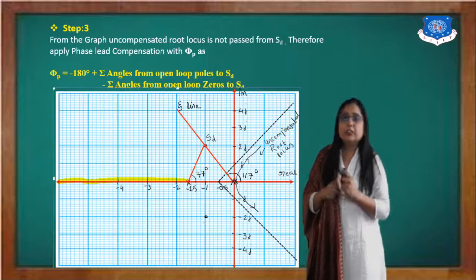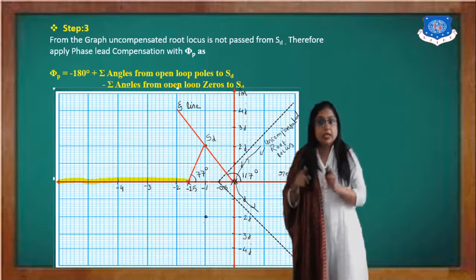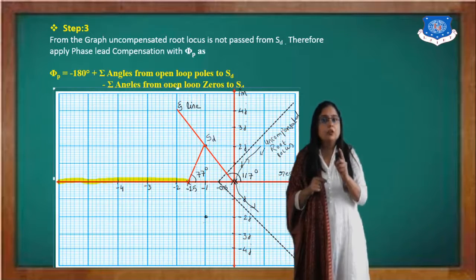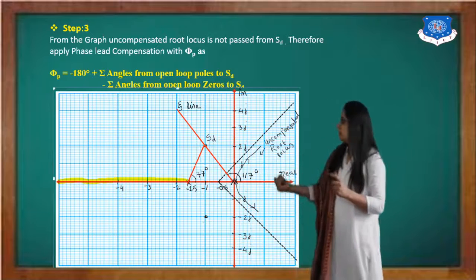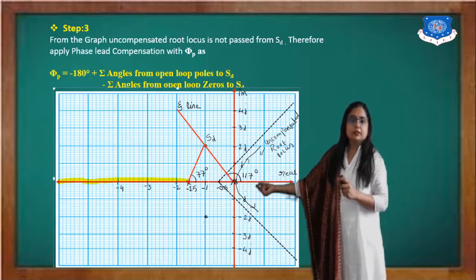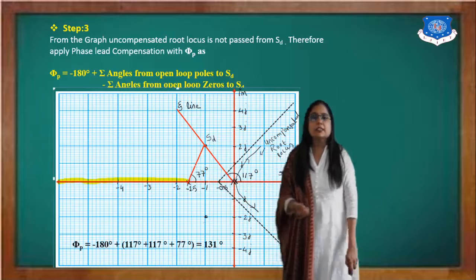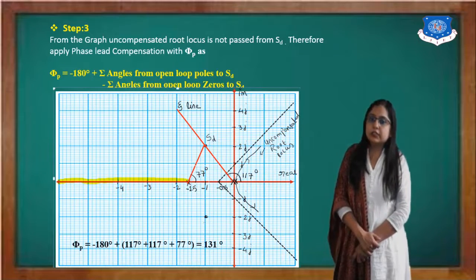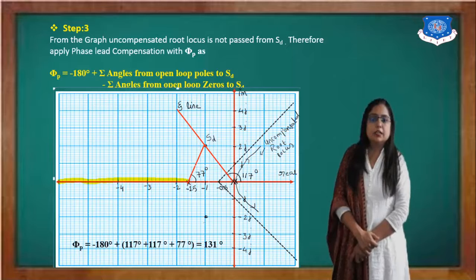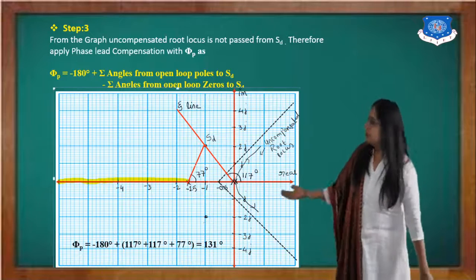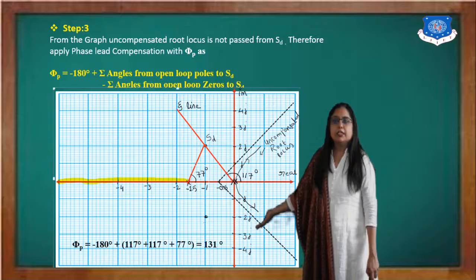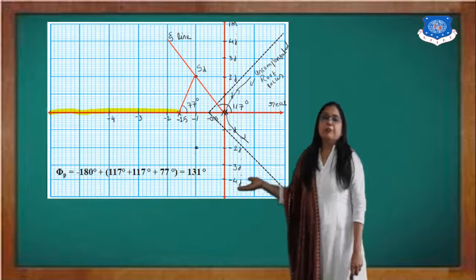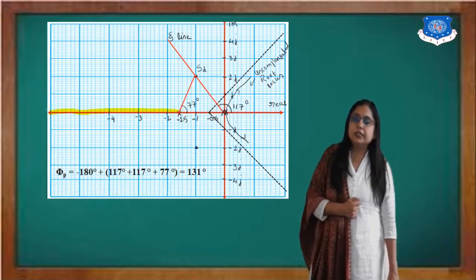That is phi p equal to minus 180, and the angle from the open loop pole to SD is 117 plus 117 and minus 77. If you solve this, then you will get 131 degree. Here the value of phi p is 131 degree.